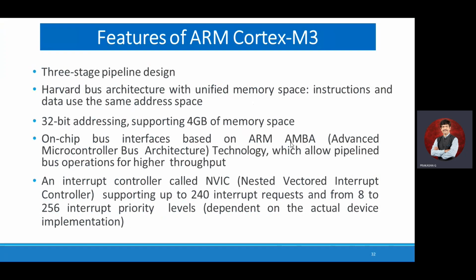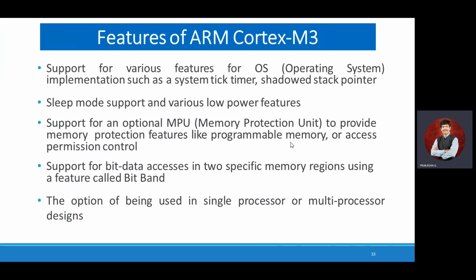An interrupt controller called NVIC, Nested Vectored Interrupt Controller, supports up to 240 interrupt requests and from 8 to 256 interrupt priority levels. Maximum 256 interrupts can be handled. It supports various features for operating systems, such as system tick timer, shadowed stack pointer, and so on. It supports sleep mode also. Support for an optional MPU; the MPU is optional. Support for bit data access in two specific memory regions using the feature called bit band. The option of being used in single processor or multi-processor designs.